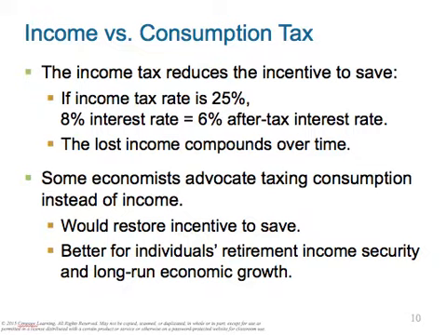This would restore the incentive to save, and it's better for individuals' retirement income security and long-run economic growth because it's placed on things you consume, things that you electively decide to purchase. So you more consciously pay that tax versus an income tax. There's a nice case study in the chapter, and this slide corresponds with that, and you can see the textbook for a more dramatic example of the income tax disincentives to saving. There's a little more specific example in the reading.